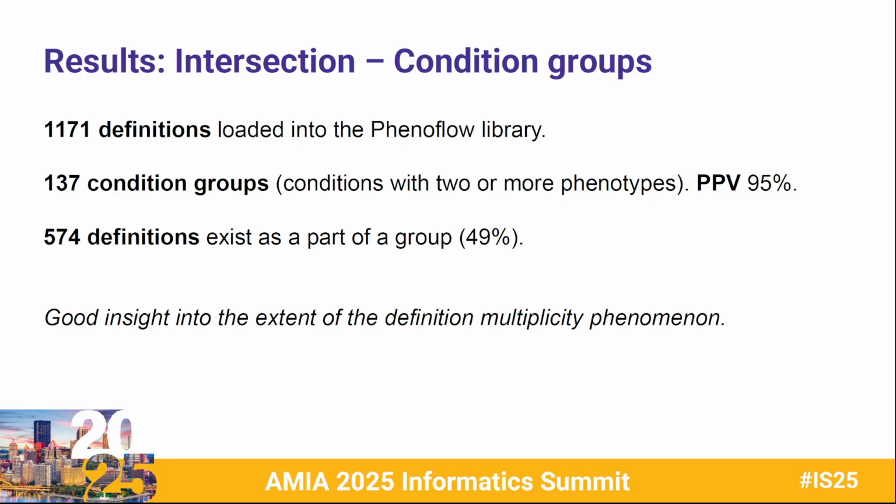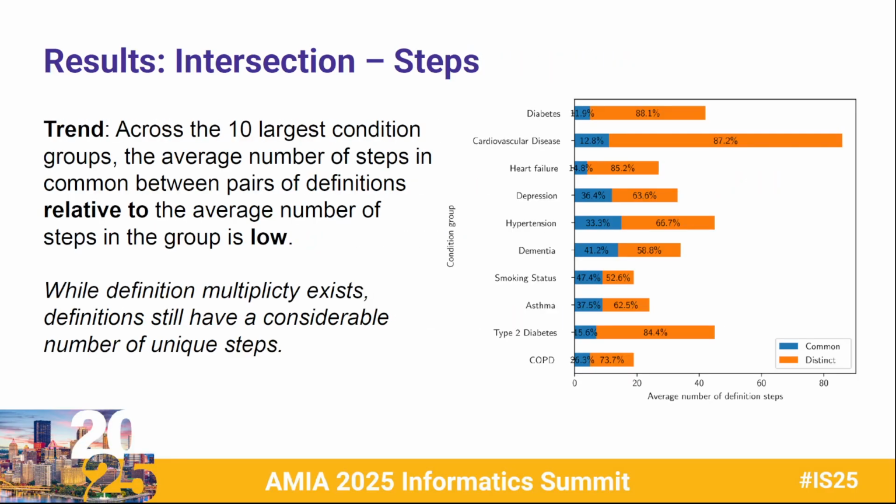So what this tells us, what the takeaway from this result is, what we could discuss from this result, is that the definition multiplicity phenomenon is a real thing. This is good insight into the extent of it, in the sense that over half the definitions that we had actually had a duplicate in the corpus of phenotypes that we looked at.